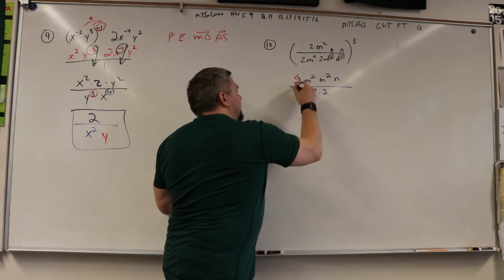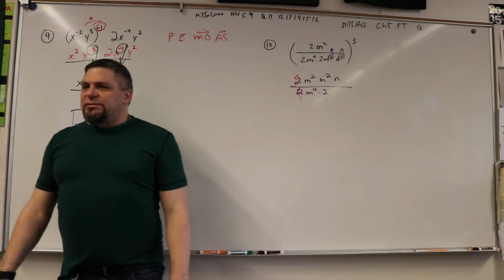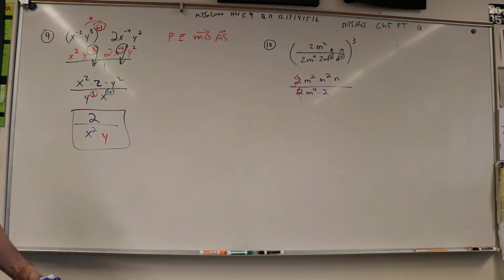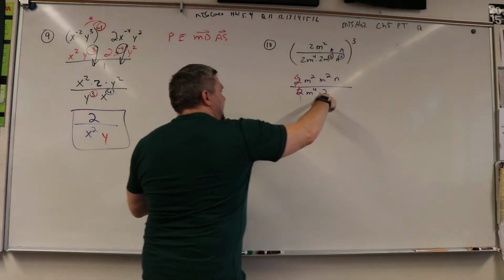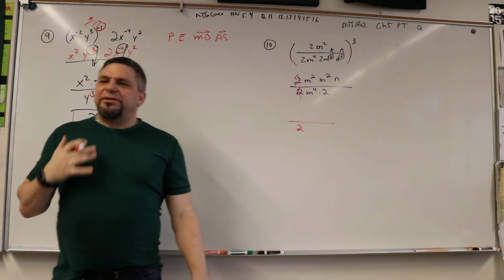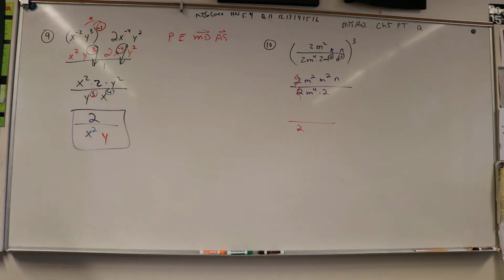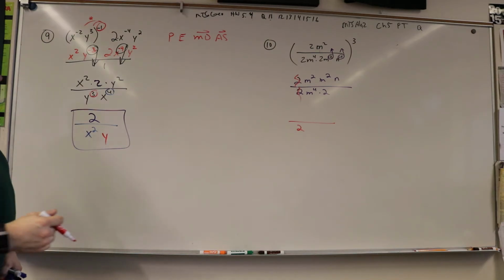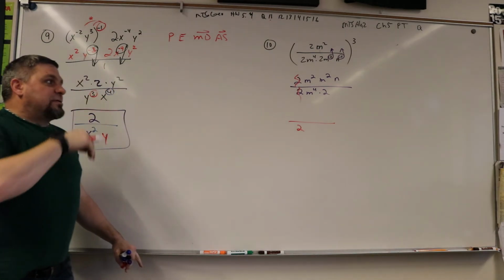Now these two cancel each other out. That was kind of easy, right? But there are the 2 left over. I always deal with the numbers first. Then I go in alphabetical order.